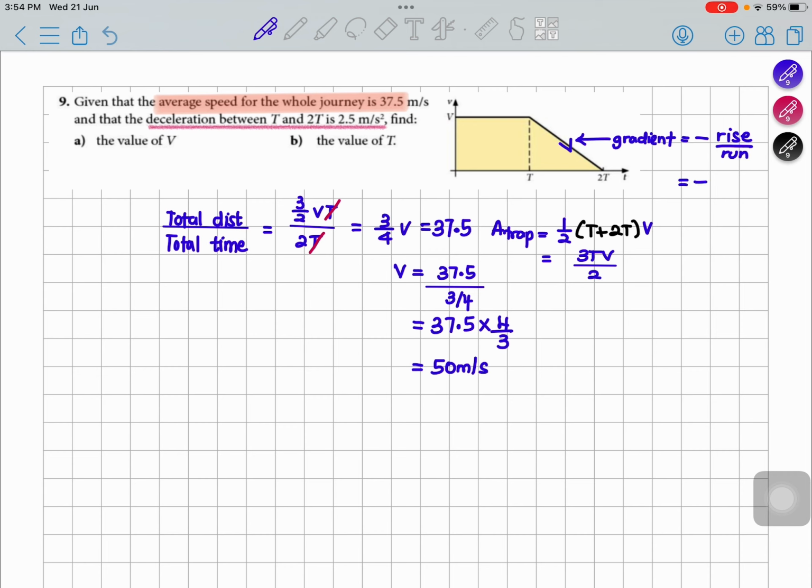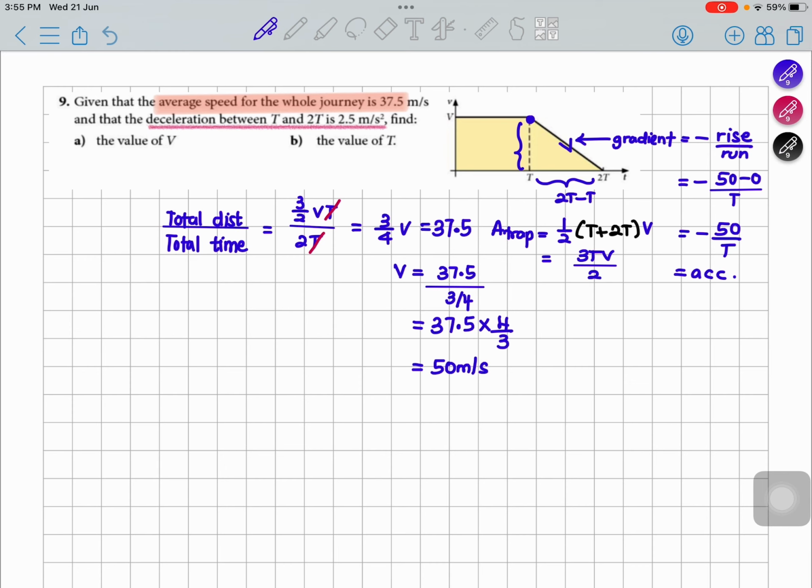How much is my rise? What is this gap? The v is 50, right? So you will do 50 minus 0. How much is your run? You are not so sure. 2t minus t, which is exactly the t. You will write negative 50 over t. When you find the gradient directly, you know it is representing the acceleration. It is not the deceleration.